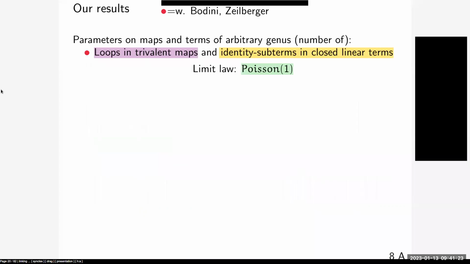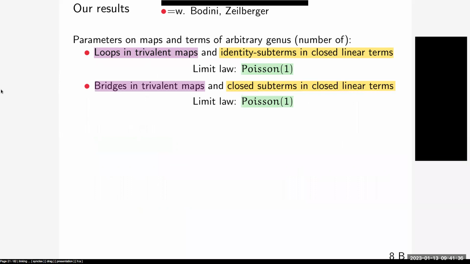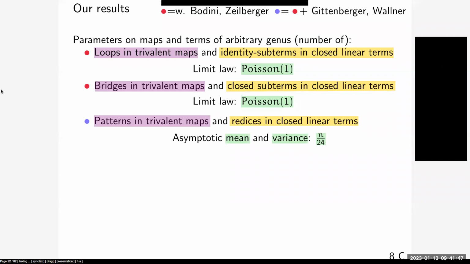And so some results in this area are, for example, pairs of statistics like loops in trivalent maps, so the number of loops in trivalent maps, and the number of identity subterms in closed linear terms, for which we have derived the Poisson-1 law. And this will come into play later on. More generally, bridges in trivalent maps and closed subterms in closed linear terms also have a Poisson-1 limit law.